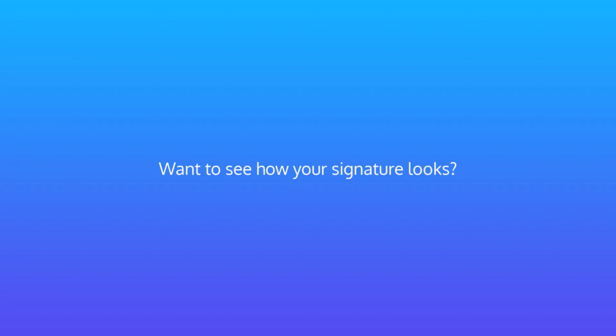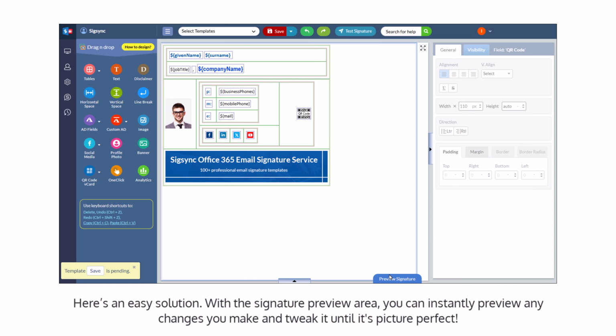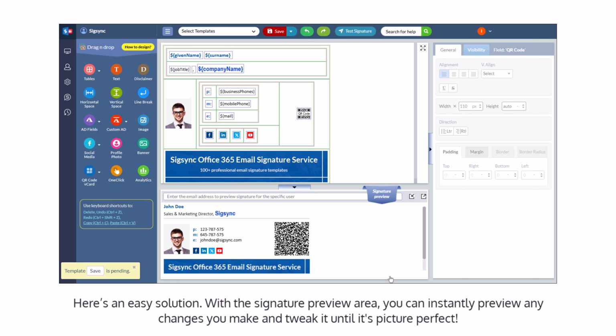Want to see how your signature looks? Here's an easy solution. With the signature preview area, you can instantly preview any changes you make and tweak it until it's picture perfect.